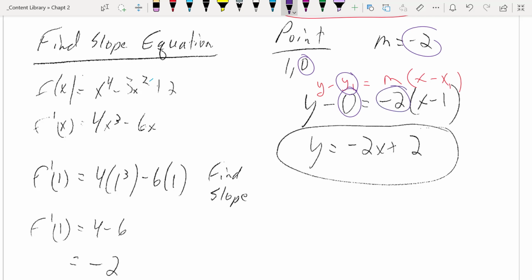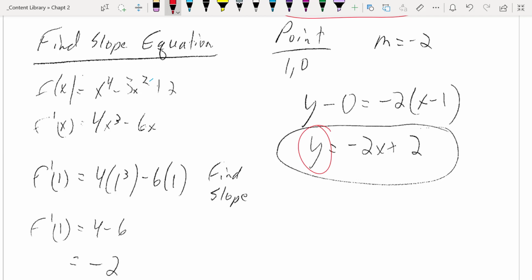So substituting in that slope of negative 2, and then for my x value, I've got 1. So I substitute that in right there. So I've got y minus 0 equals negative 2 times x minus 1. And I just have to simplify that down, solving it for y. When I solve it for y, y minus 0 is just going to be y. I'm going to distribute this negative 2 on through, so I'm going to get negative 2x, and then plus 2. So my tangent line equation at that particular point is going to be y equals negative 2x plus 2.